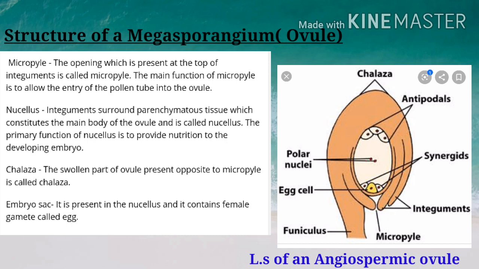Inside the ovule, you will have some parenchymatous tissues that constitute the main body of the ovule, known as the nucellus. The primary function of the nucellus is to provide nutrition to the developing embryo after fertilization. Next, the chalaza. The swollen part of the ovule which is present opposite to the micropylar end is called the chalaza. Next, the inner part inside the ovule which carries the egg is called the embryo sac.